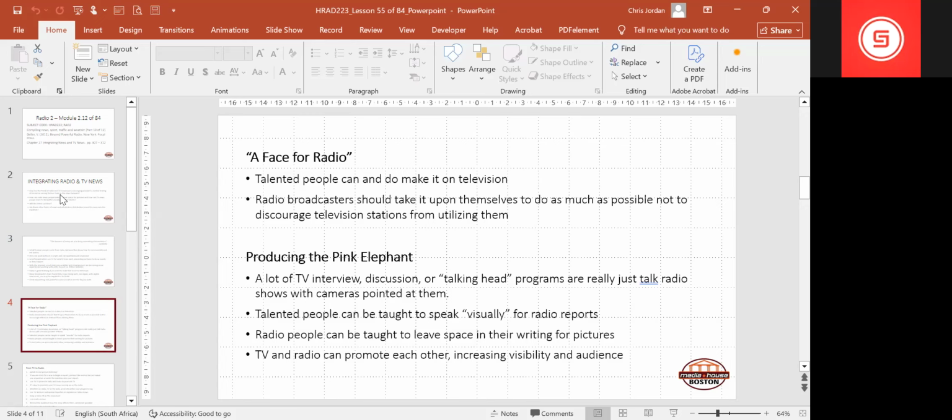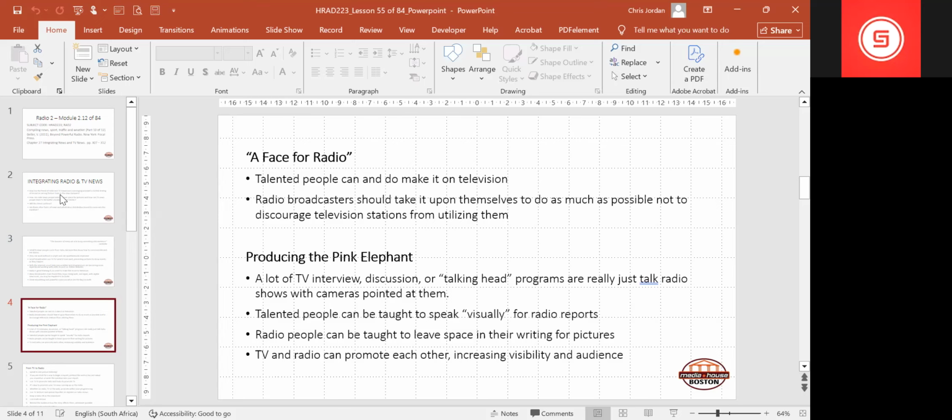But the floor is open, man. Come on in. We're both broadcasters, and we belong where we have worked for it, and we have the talent for it, wherever that is. Producing the pink elephant, a lot of TV interviews, discussions, or talking heads programs. In other words, a host with guests. Those are just talk radio shows with cameras pointed at them.